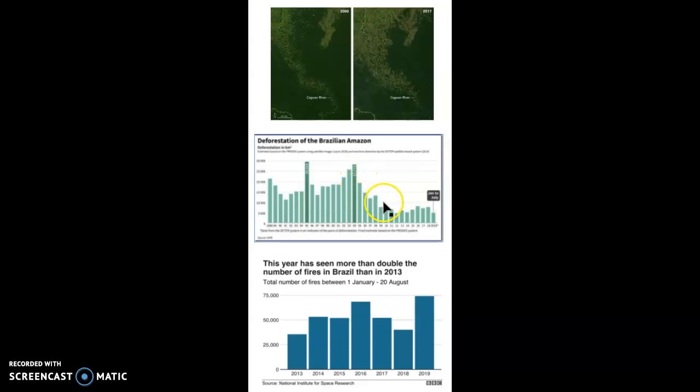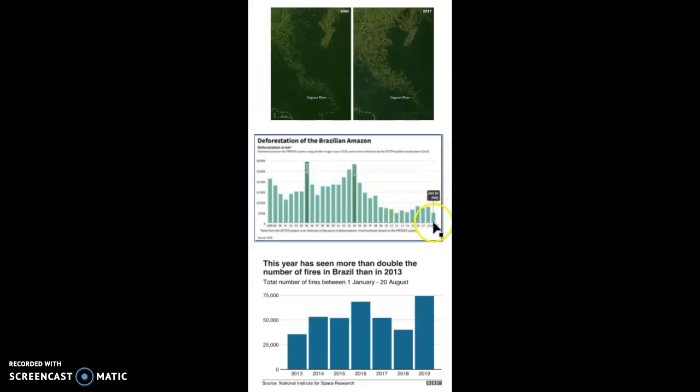So the fact that this rate is coming down is not necessarily a good sign, because trees are not being replanted. Okay, so there's already been removal. So this is alarming, this increase here.